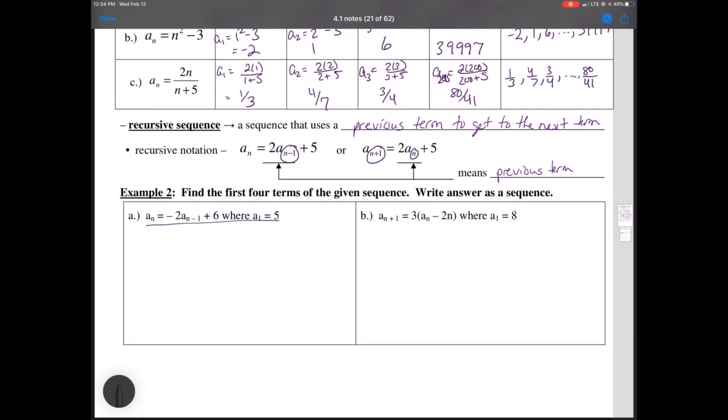So being that we're trying to find the first 4 terms, we already have the first one, so we want to know what a sub 2 is. That equals -2 a sub 2 minus 1 plus 6. So if we simplify this, it's -2 a sub 1 plus 6. Well, we know what a sub 1 is. It equals 5. So we're going to replace that with 5. And that gives us -4.